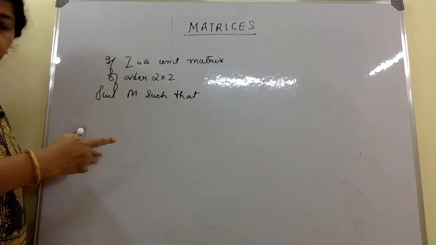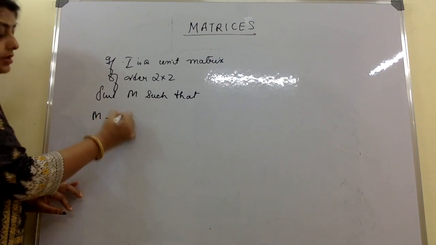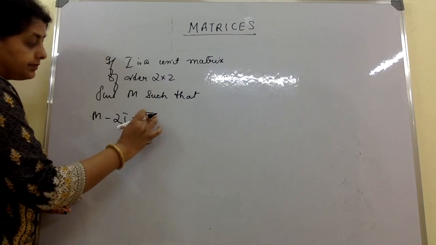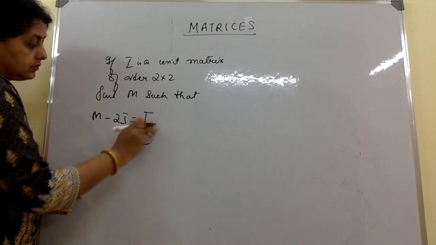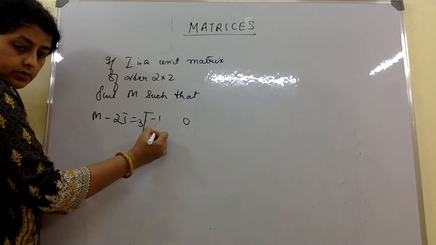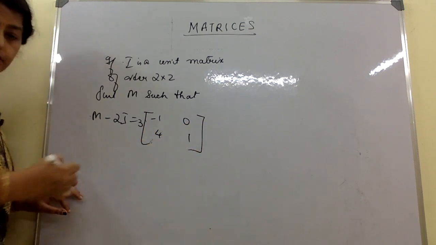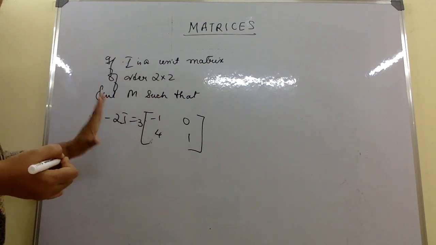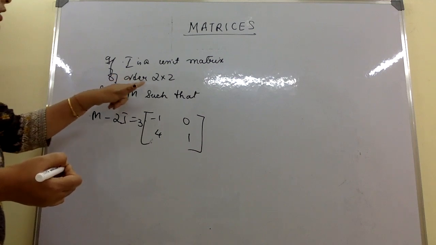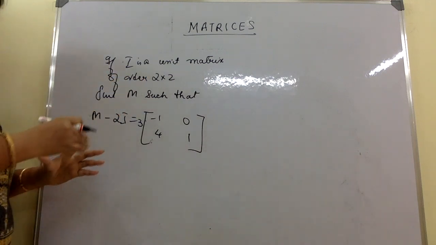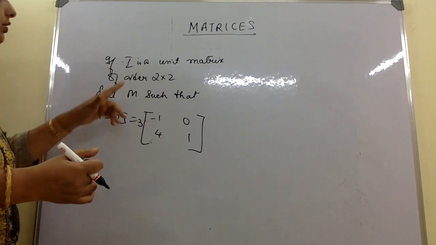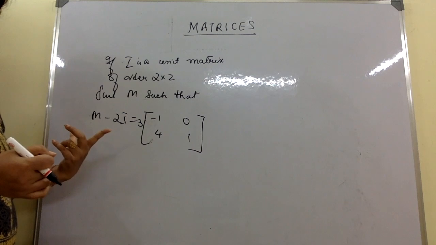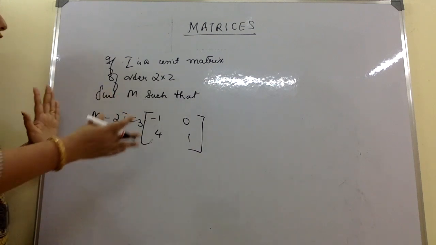Okay, now this is how the question is asked. Minus 2y, that is equal to 3 minus 1, 0, 4 and 1. So this is my sum. They are saying if I is a unit matrix, I is always referred to as a unit matrix also, and of order 2 by 2, because I can be of different orders. Okay, it can be 3 by 3. So it is only 2 by 2. Find M such that this is followed. So we have to find the matrix M with this condition.